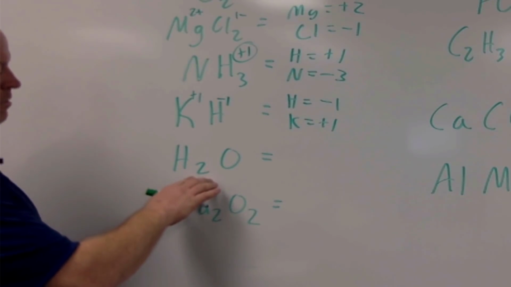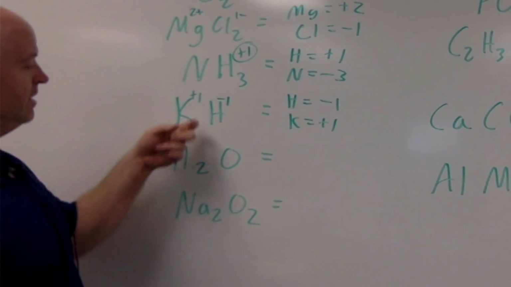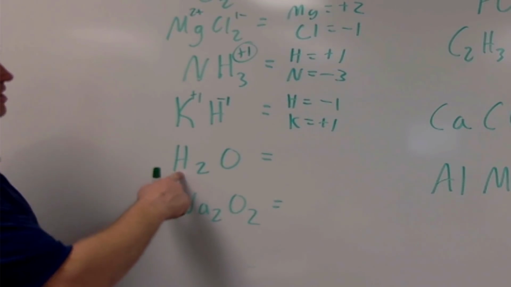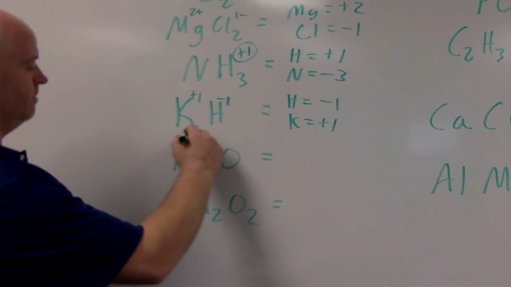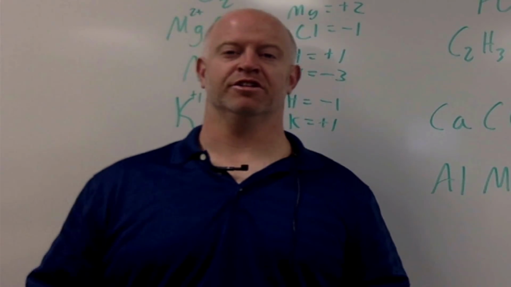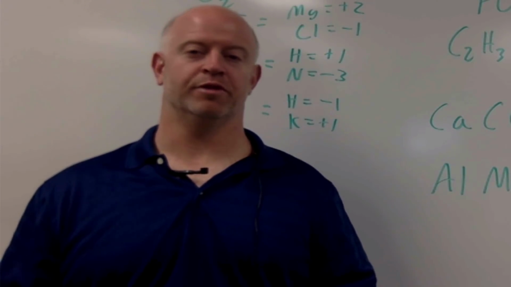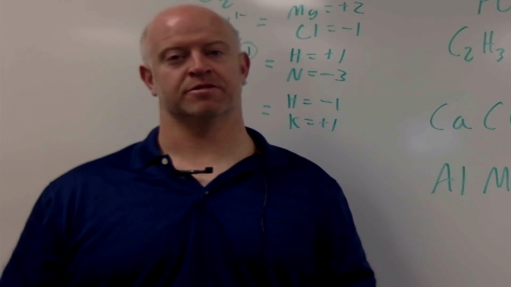Now we move down to water. Well, we have hydrogen with oxygen, and hydrogen is not in a metal hydride, so hydrogen then has to be a +1. Oxygen has its own rule also. Oxygen is always a -2. Oxygen gets to have its own rule because it's one of the most electronegative substances out there.